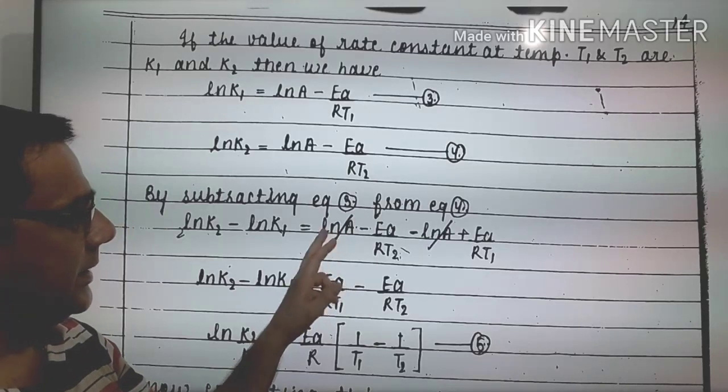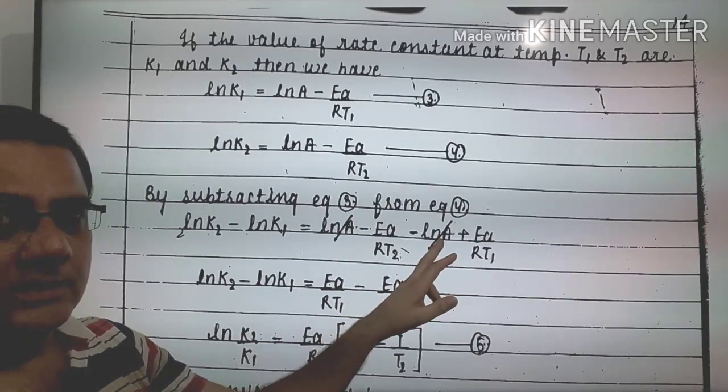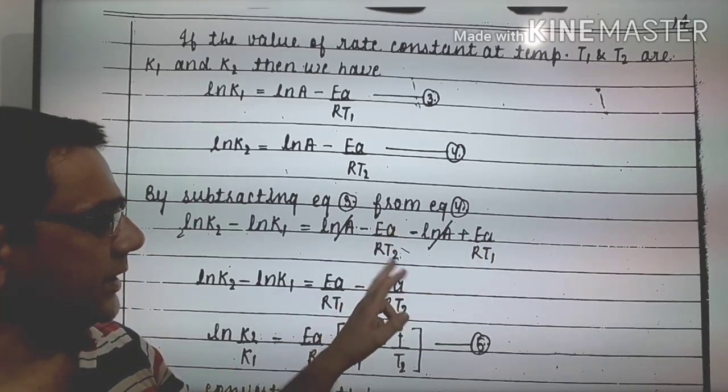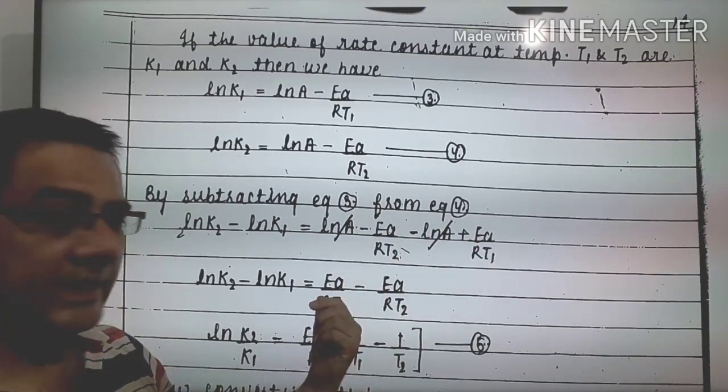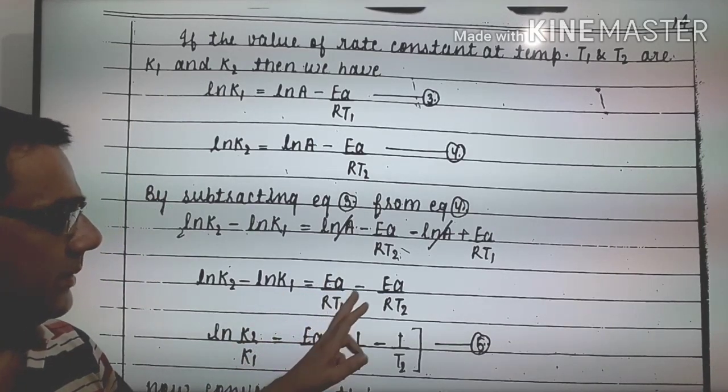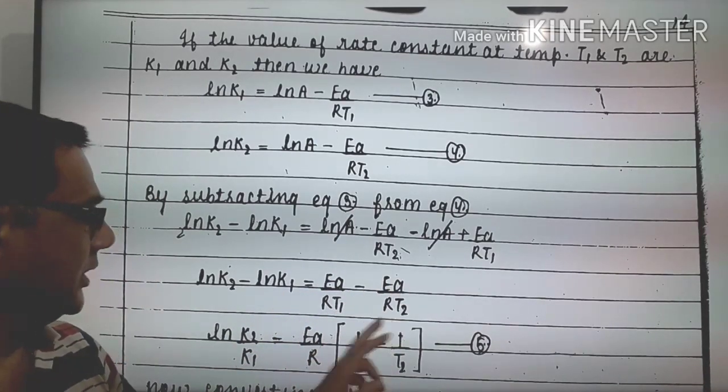Now see, ln A minus ln A is cancelled out. E upon RT1 is positive, and E upon RT2 is negative. So the positive one we write first. So ln K2 minus ln K1 is equal to E upon RT1 minus E upon RT2.